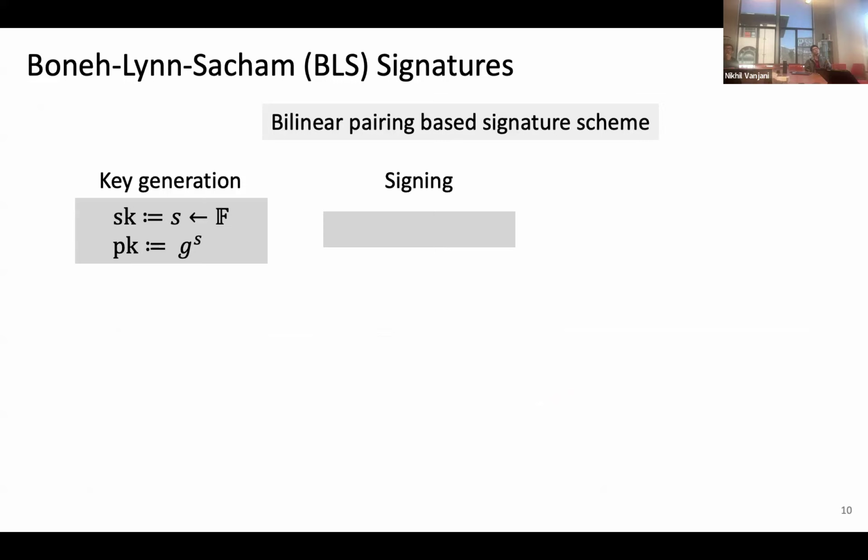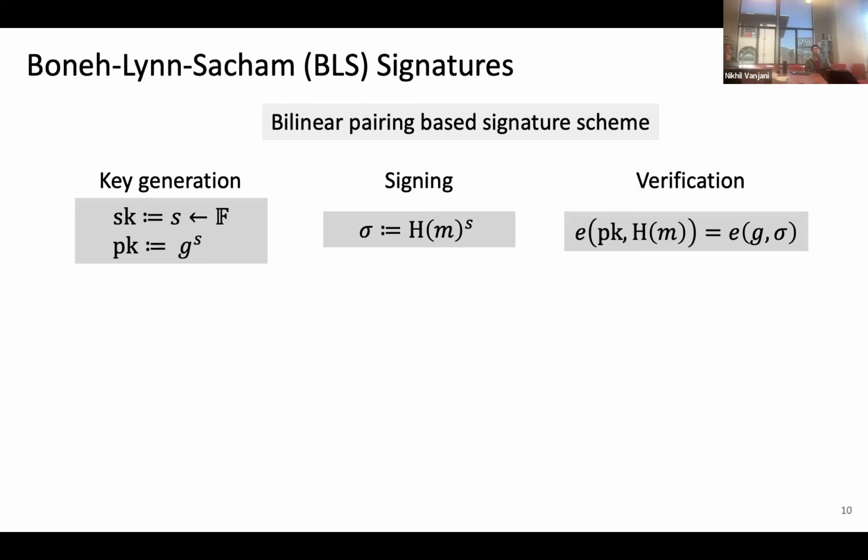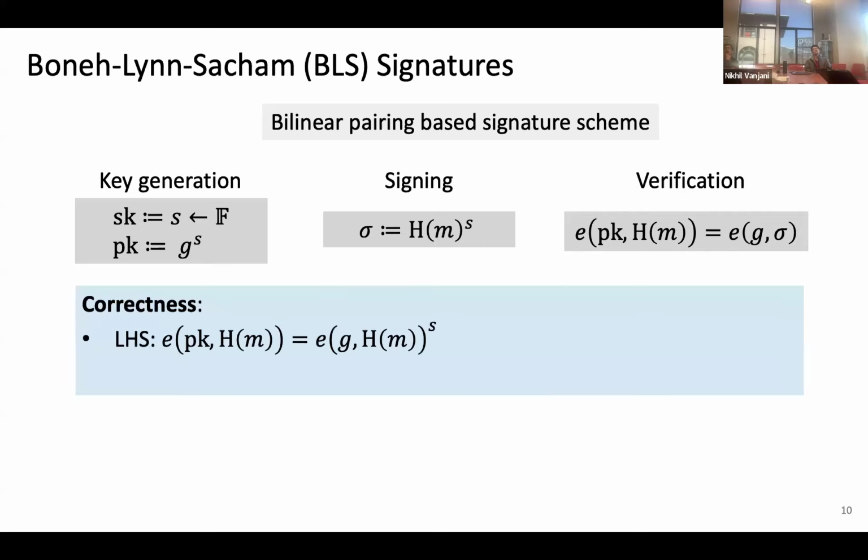And to sign a message, it's very simple. You hash the message and raise it to your signing key. Now we have the fancy part happening here, the verification. We verify with access to the public key, and validate the signature just using these two bilinear pairing operations. So why does this work? If you know bilinear pairings, the left hand side is just the pairing of G with the hash of the message raised to S, because we can move the G to the S from the public key to the outside. And the right hand side, if sigma is a valid signature, is just the signature.